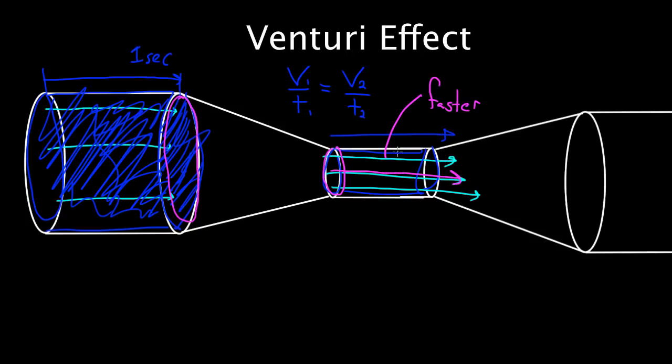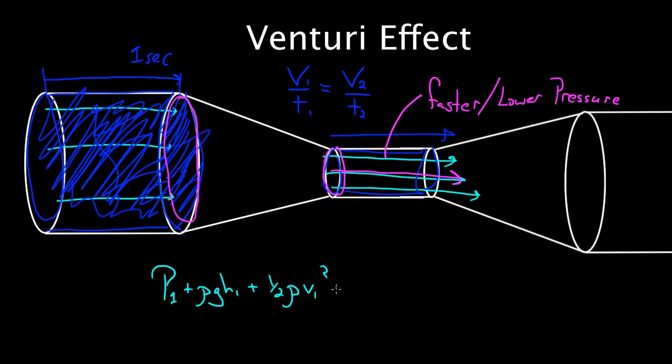Why do we care? Because faster moving fluid also means lower pressure. Why does faster moving fluid mean lower pressure? If we look at the Bernoulli equation, Bernoulli's equation says P1 plus rho g h1 plus 1/2 rho v1 squared equals P2 plus rho g h2 plus 1/2 rho v2 squared. Oh my goodness, this looks frightening, but look at P1. We just pick some point in the pipe. Let's just pick this point right here.